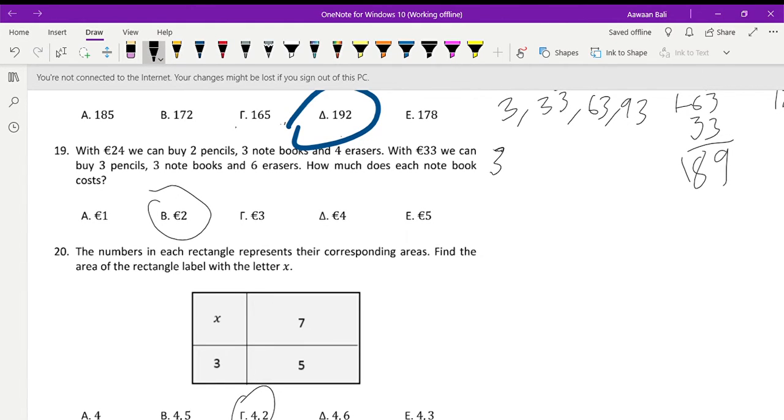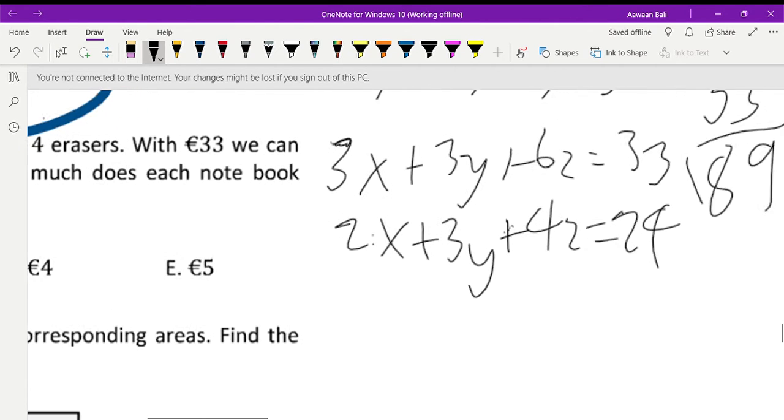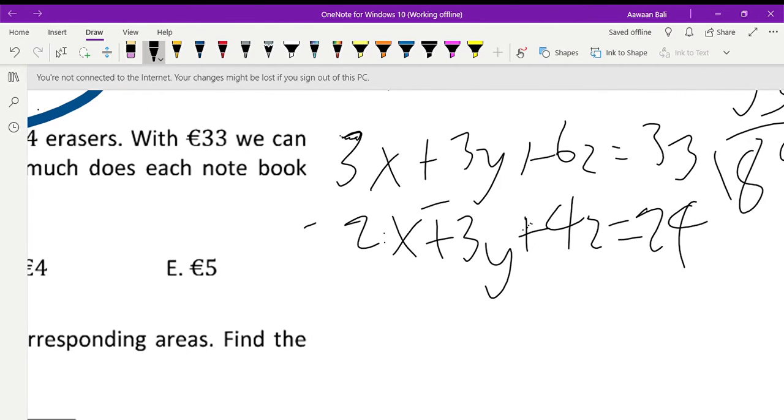So 3x plus 3y plus 6z is equal to 33. 2x plus 3y plus 4z is equal to 24. Now this is called the elimination method. When you're doing minus, all of these become minus. So this becomes minus, this becomes minus. And if there is already minus, minus times minus is plus. So then that will become plus, but here we don't have that.